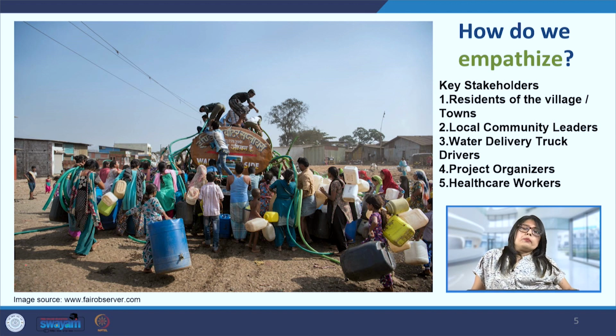The next thing that can be done is to hold workshops with these leaders, wherein we can create the solutions together with the community leaders.